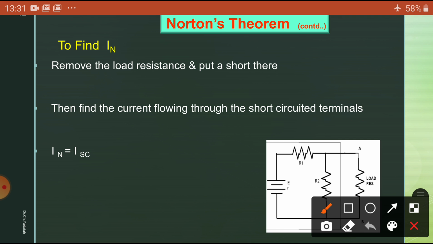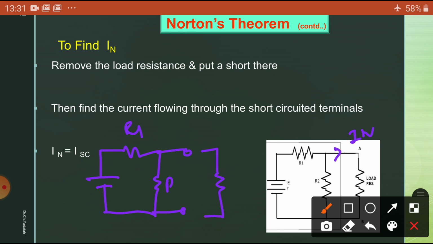Now here I want to know what IN is. I want to know that this is equal to IN. IN is equal to I short circuit for this circuit. So whatever circuit is given here, this is given, this is given, here are the terminals. Now here is connected the load resistance. Okay, so what is the circuit here? This is R1, this is R2, this is the E circuit. Now I want to know what this current I is, that is equal to IN.